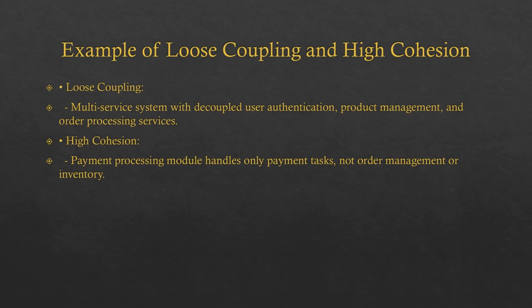Here's an example. A loosely coupled system might consist of independent services for user authentication, product management, and order processing. High cohesion ensures that the payment processing module focuses solely on payment tasks, avoiding unnecessary dependencies.